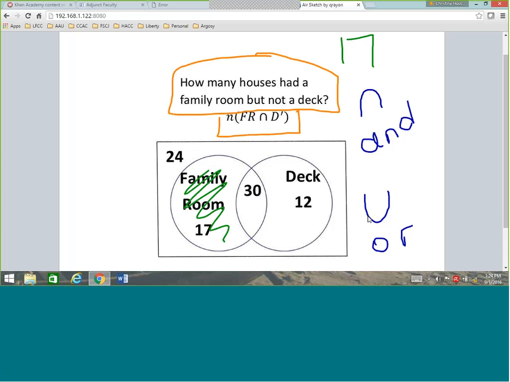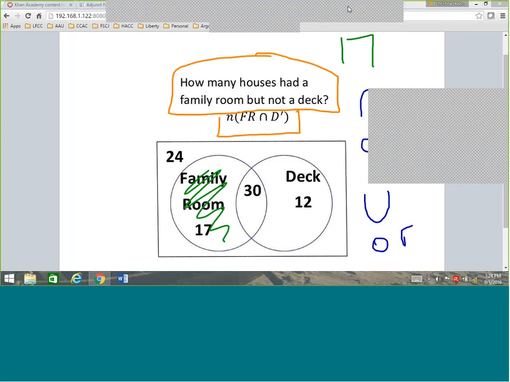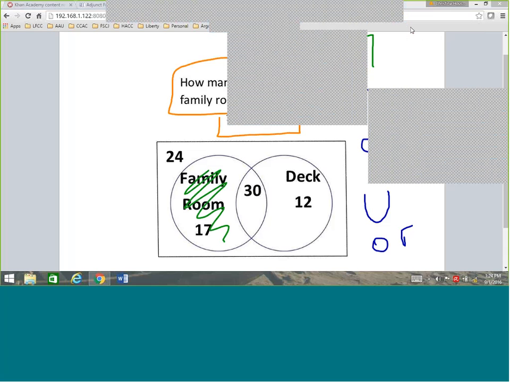Okay, so I'm going to just check the chat box for a minute and see if there are any questions.